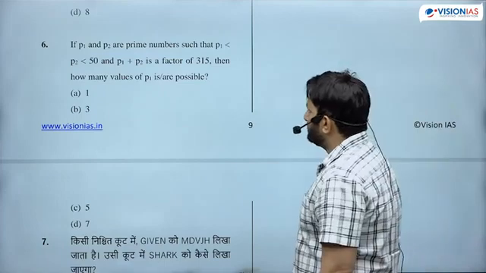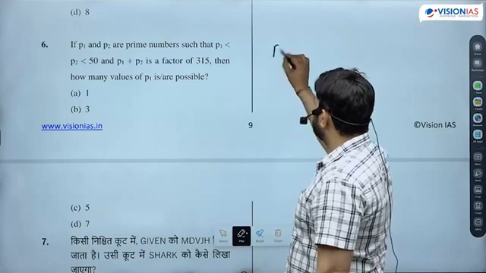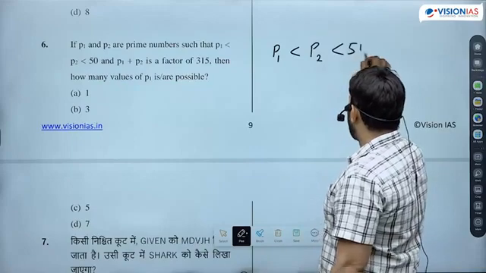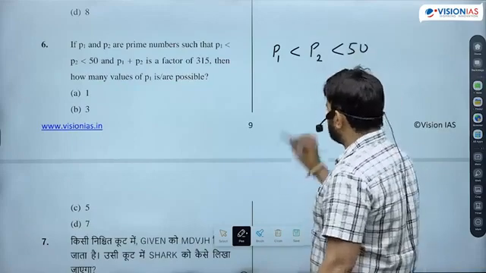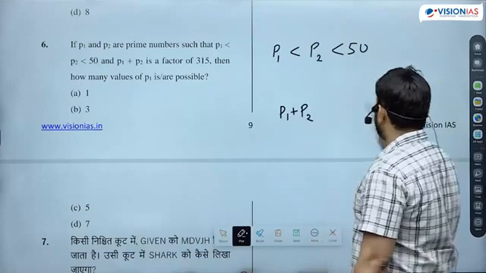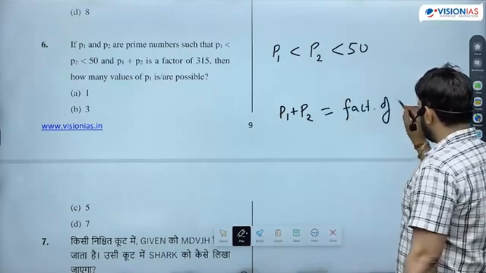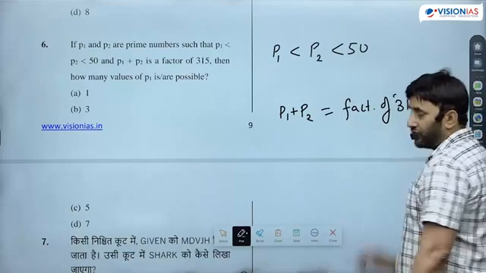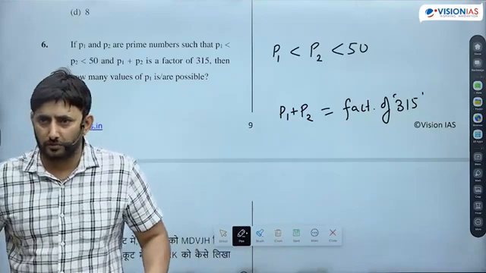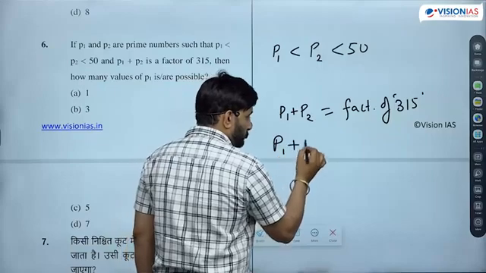P1 plus P2, these are prime numbers such that P1 is less than P2 is less than 50. P1 plus P2 is a factor of 315. But 315 is an odd number. So all the factors of an odd number have to be odd numbers. So it means P1 plus P2 has to be equal to an odd number.